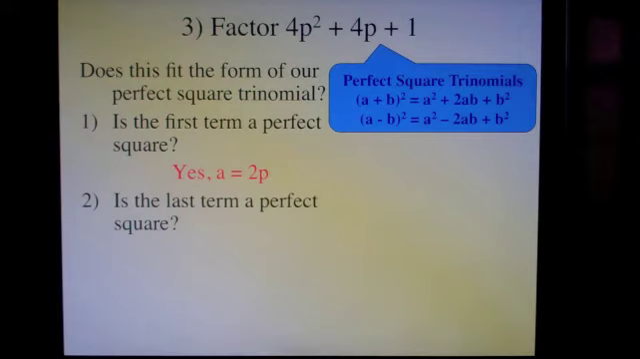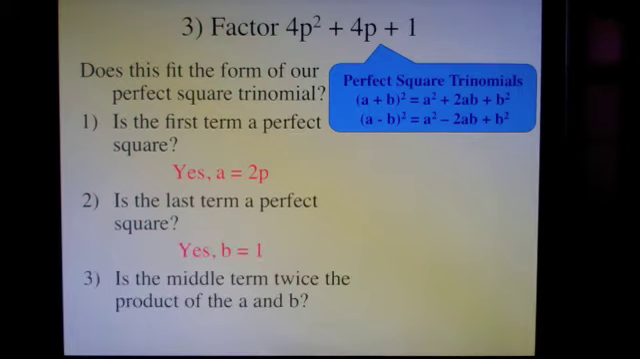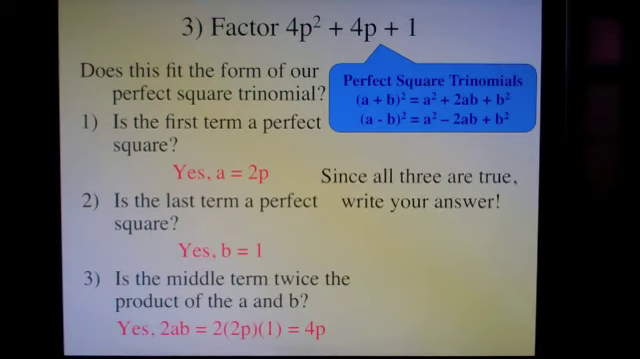Is the last term a perfect square? Well, duh, 1. Yeah, 1 times 1 is 1. And then finally, is the middle term twice the product of the a and b? Well, a is 2p, b is 1, so we get 2 times 2p times 1, and that equals 4p, so the answer is yes. Since they're all true, we can go ahead and write the answer, 2p plus 1 squared.